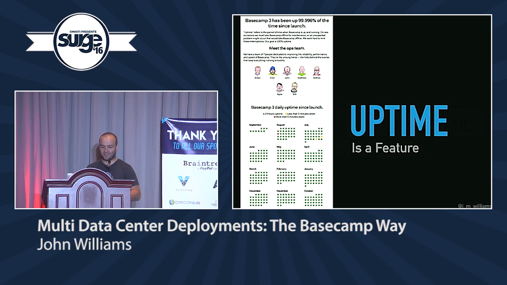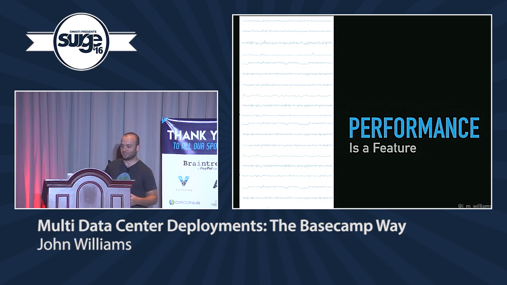It's 99.96 on the slide, but it's actually 99.95 now because we had downtime last week. Sorry. But the resiliency of our applications is something that's really important to us, and we want to show our customers that it's important to us. The next thing is we consider performance a feature.